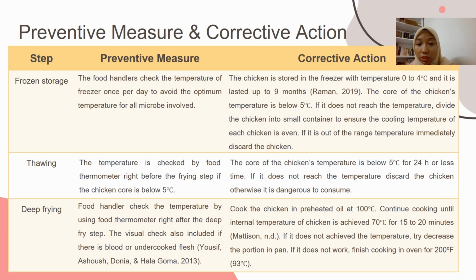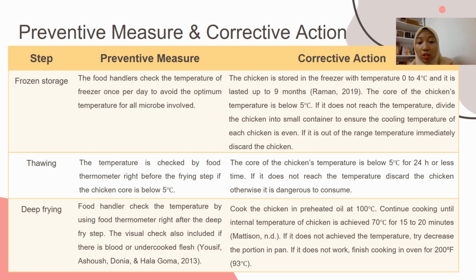For frozen storage, the preventive measure is the food handlers check the temperature of the freezer once per day. For the corrective action, the chicken is stored in the freezer with temperature 0 to 4 degrees Celsius. Next, the core of the chicken's temperature is below 5 degrees Celsius. If it does not reach the temperature, divide the chicken into small containers to ensure the cooling temperature of the chicken is even.